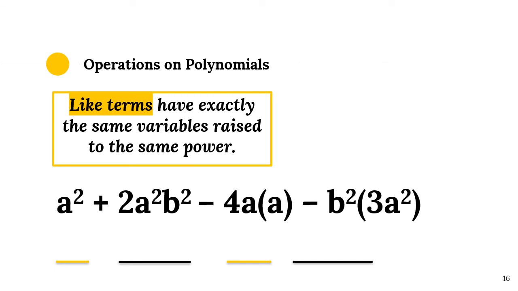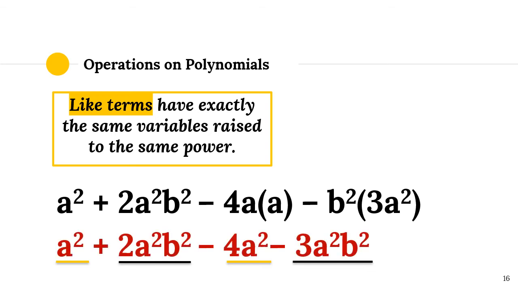We have a squared plus 2a squared b squared minus 4a times a minus b squared multiplied with the quantity 3a squared. Before we can proceed with this, because it's a bit confusing, you need to simplify this first. You need to remove the parentheses. So rewriting gives us a squared plus 2a squared b squared minus 4a squared minus 3a squared b squared. Now that we simplified it, it's easy to identify which of the terms have exactly the same variables raised to the same power.